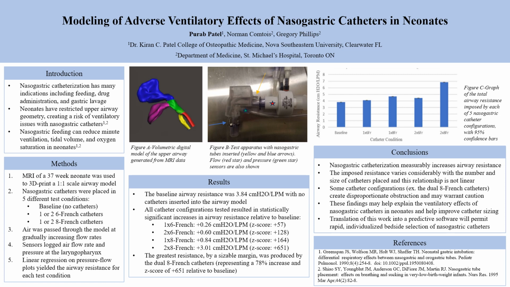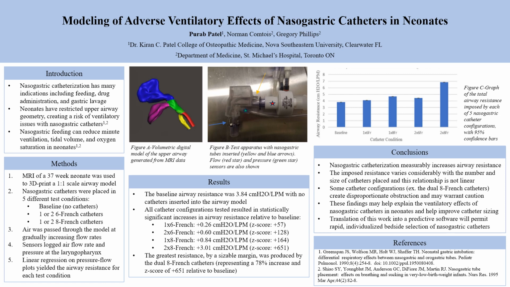However, the dual 8 French catheter produced the greatest increase in airway resistance by a disproportionate amount, namely 3.01 centimeters of water per liter per minute of an increase in airway resistance relative to baseline, and this represented a Z-score of positive 651, or a 78% relative increase in the airway resistance relative to the baseline. Figure C summarizes the data, showing the total airway resistance for each of the test configurations.